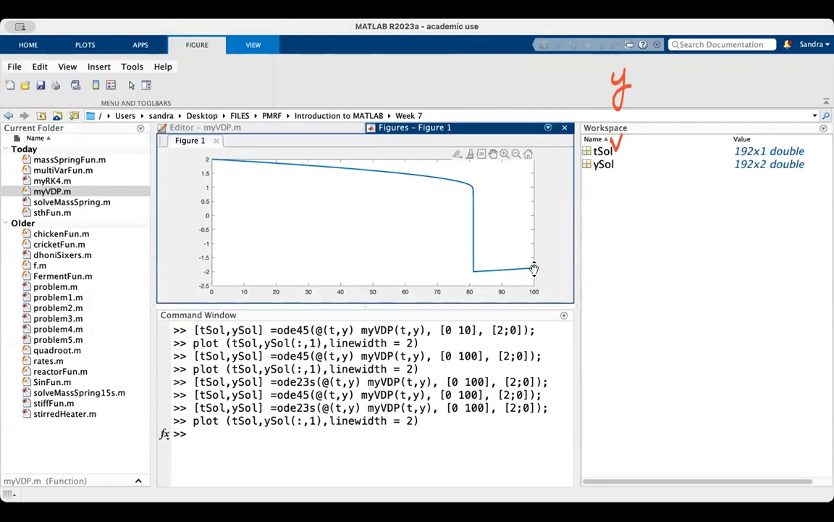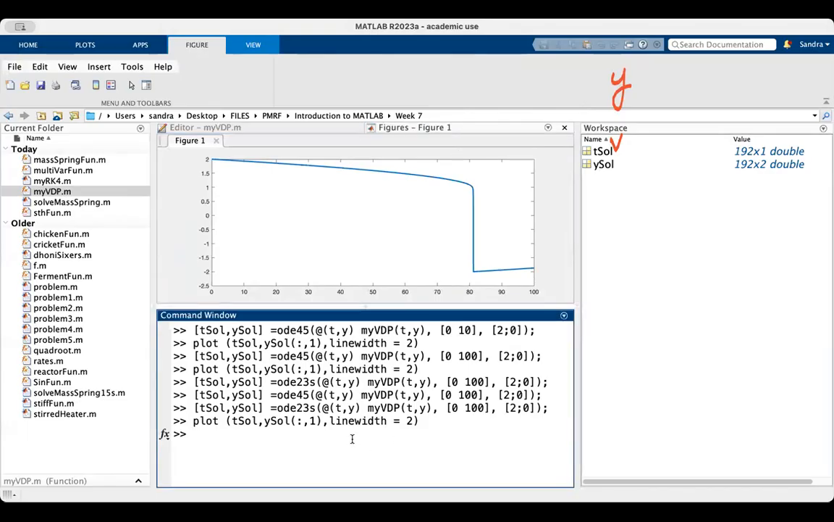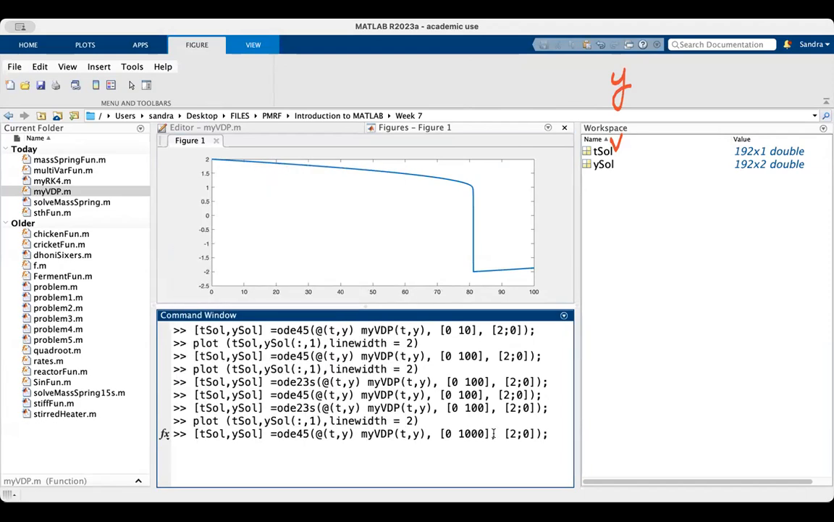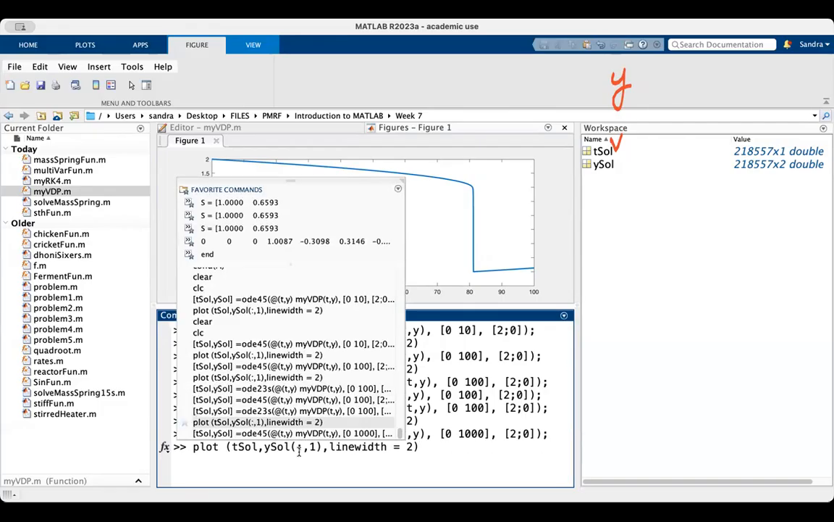Okay, but you can understand this 100 is also not enough. Let me just increase the time span. First, let me do it for ODE45. I'm taking 1000 as a time span. It took 281,018, I think. Okay. Let us plot it.